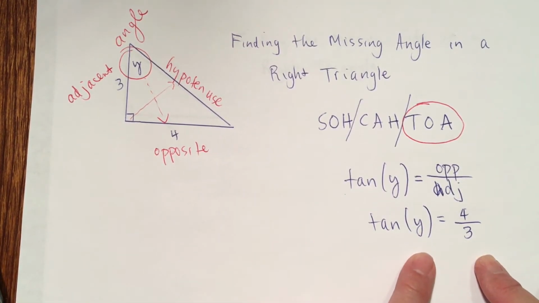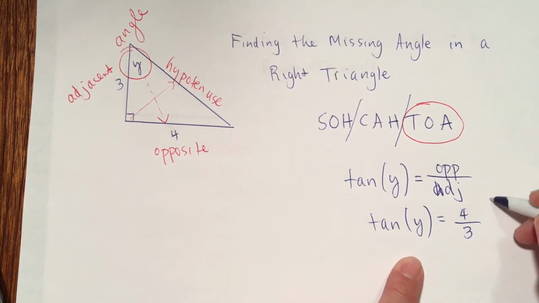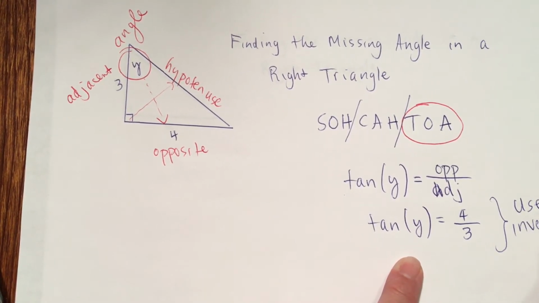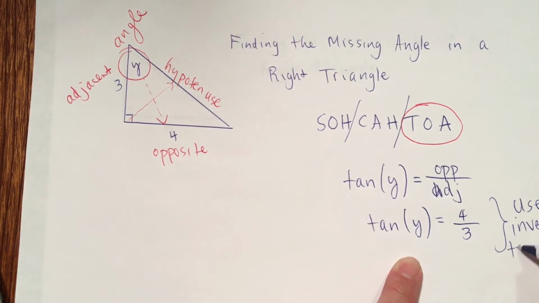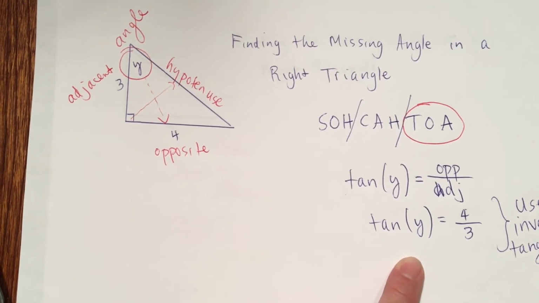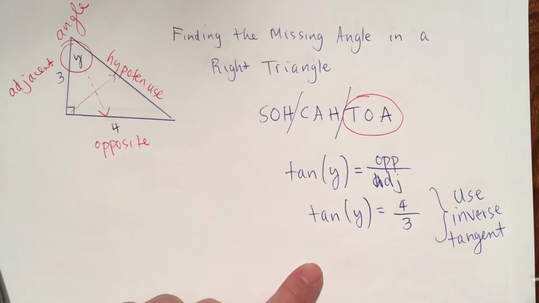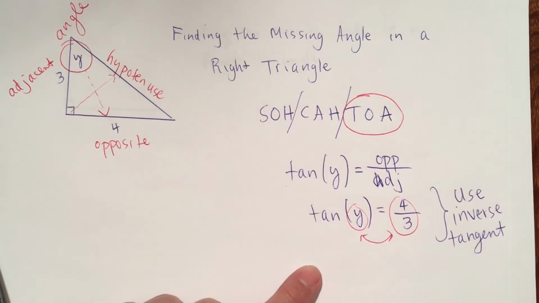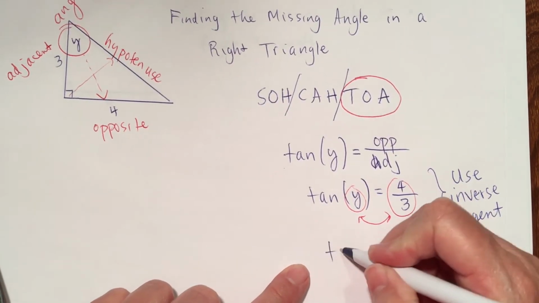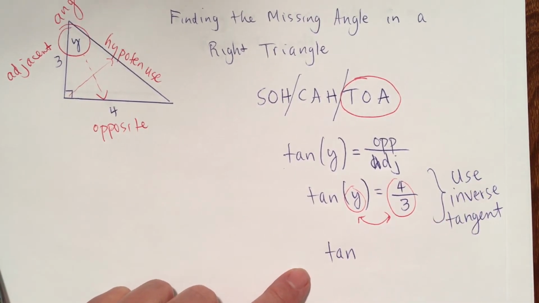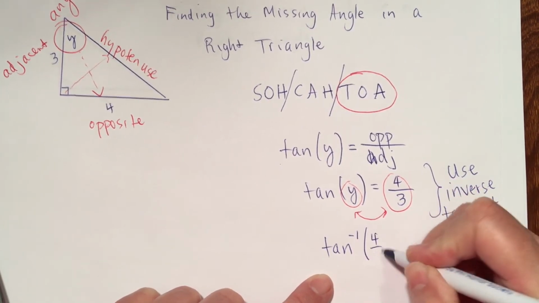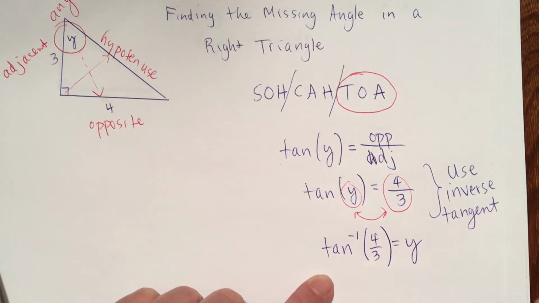I need to solve this for Y. The way to solve it for Y is to use inverse tangent. I'm going to go ahead and write that out. Use inverse tangent. And what that does, the Y and the 4/3 are going to swap places. But tangent is no longer tangent. Tangent becomes inverse tangent. The inverse tangent of 4/3 equals Y.